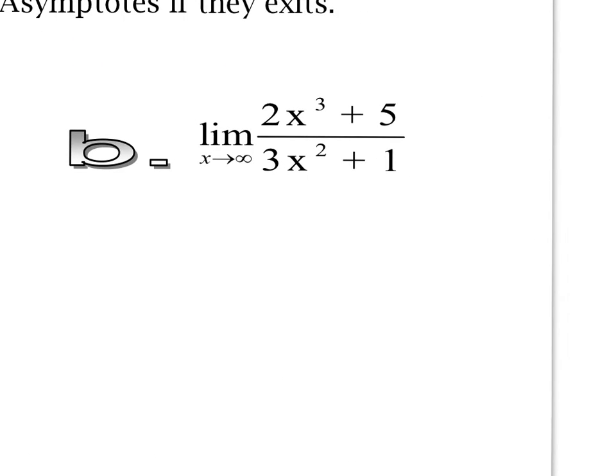Let's take a look at this one. Very similar problem, or so it seems, except that these degrees are not the same. The one on top is bigger. Therefore, when the degree of the numerator is larger, it means it's approaching infinity. So that's all there is to it.